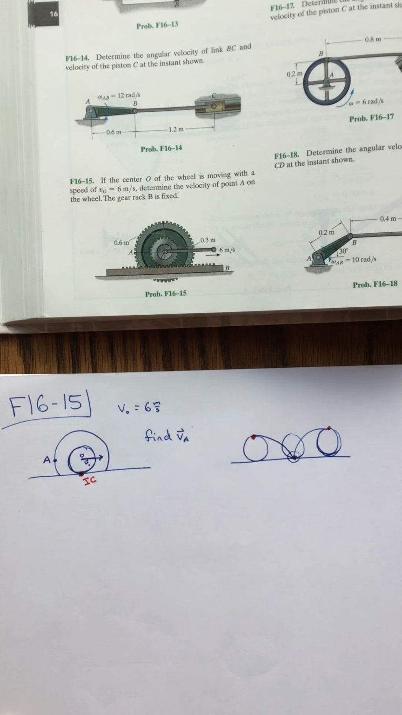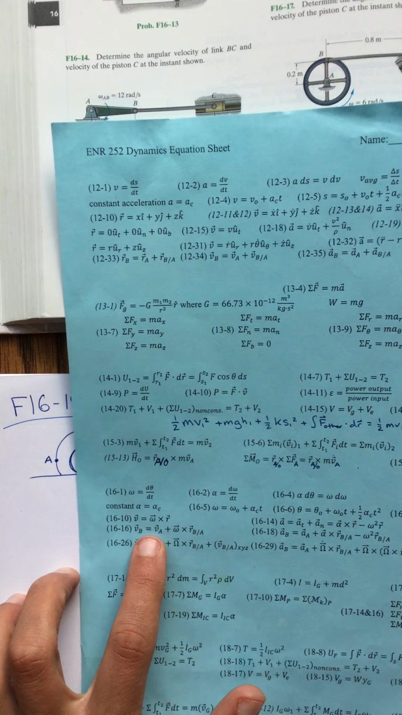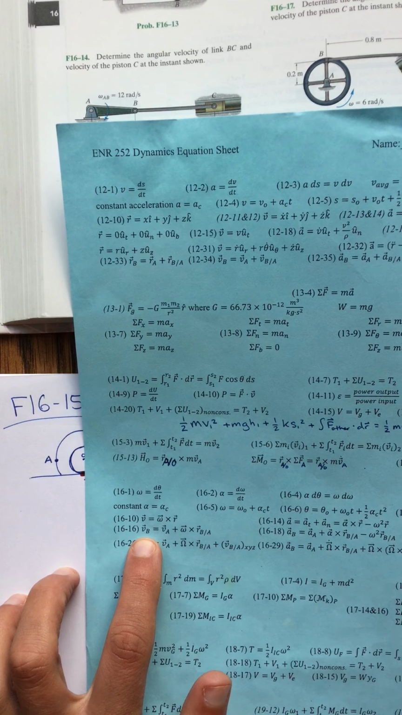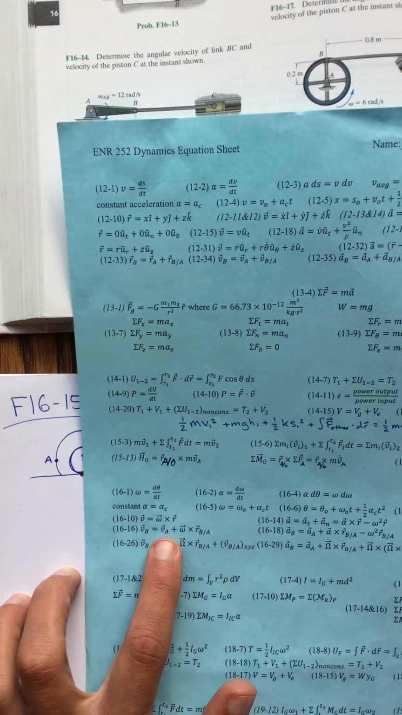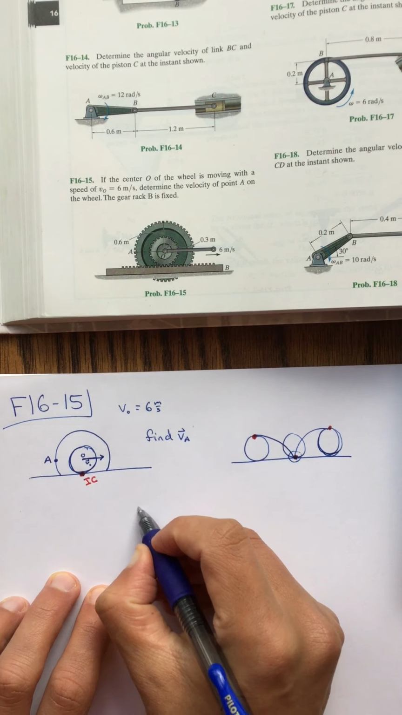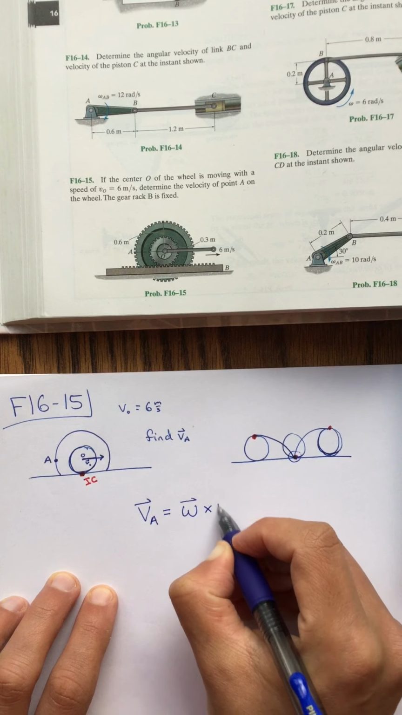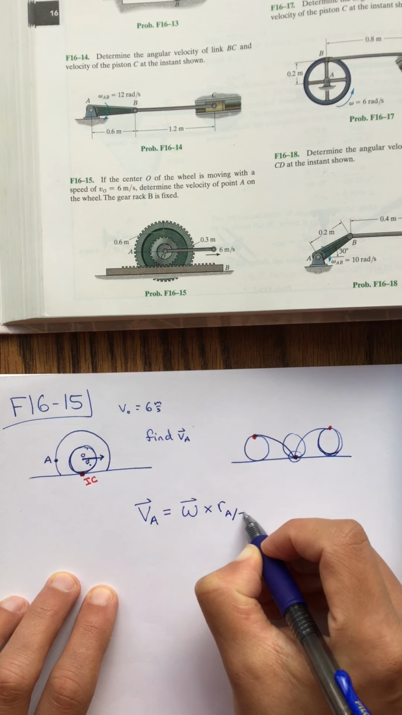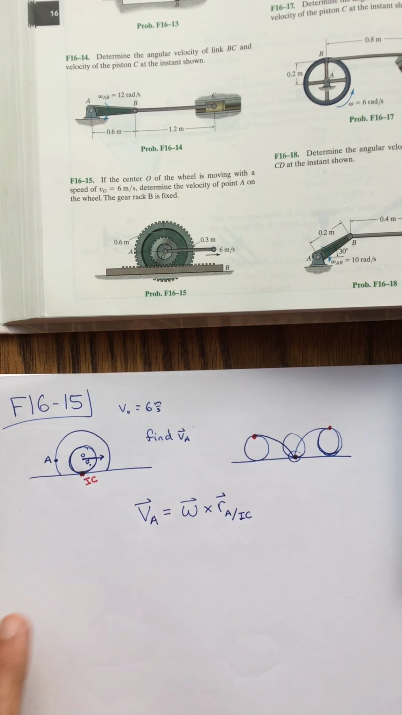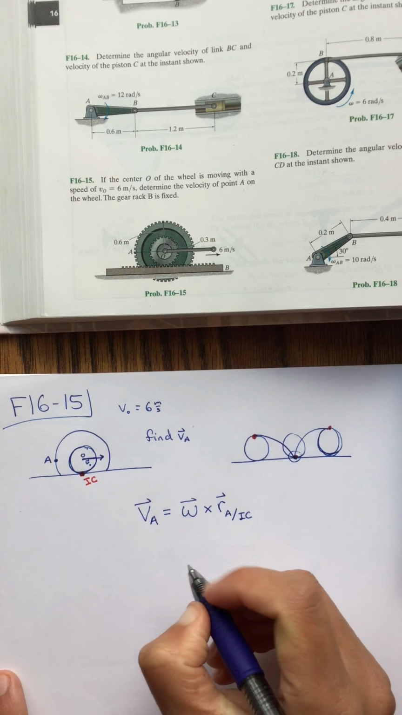Okay, so now that we have found the instantaneous center of zero velocity, our goal is to use that to find the velocity of point A. So we're going to use equation 16-16, and we're going to look for the velocity of point A. So we're going to change the B's to A's, and we're going to change the A's to IC's, and the velocity of the instantaneous center is 0, so we can get rid of that term. And we get the velocity of A is equal to the angular velocity crossed with the position of A with respect to the instantaneous center. I know where the instantaneous center is, so I can find this vector. Let's just do that now.